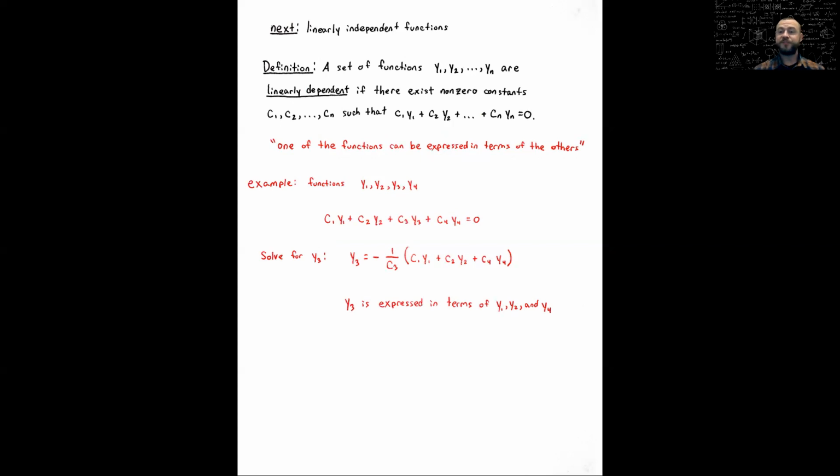All right, so that's what we mean when we say a set of functions are linearly dependent. At least one of the functions in that list is a combination where it can be expressed in terms of the others.